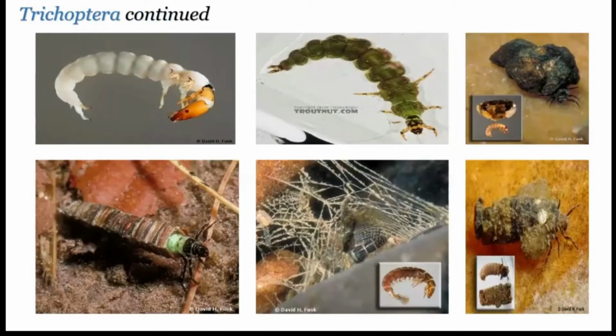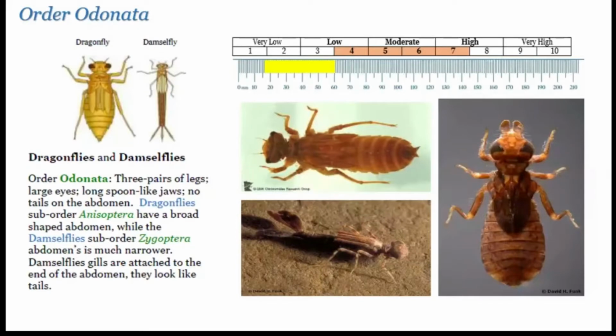Odonata is the dragonflies and damselflies. These BMIs have been around for a very, very long time. They're well adapted to their environment. They're more typical of wetlands and ponds and lakes, but they're sometimes collected in fast-moving streams as well. They're very robust. They have big eyes. The dragonfly's body is thicker and rounder, and the damselfly body is more thin. Their gills are not visible, and they don't have tails.